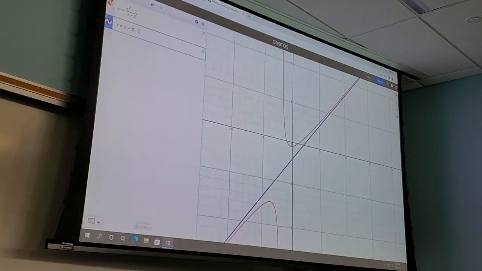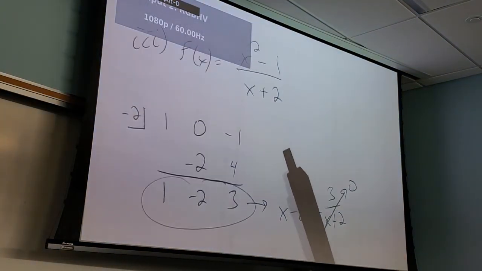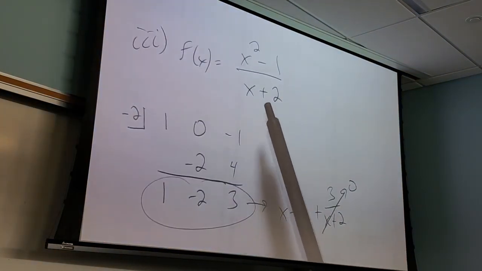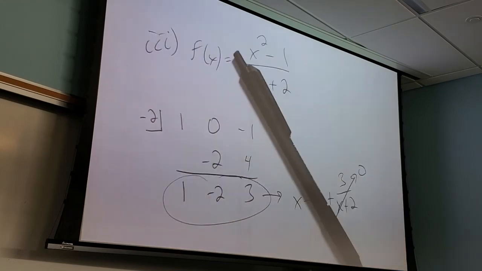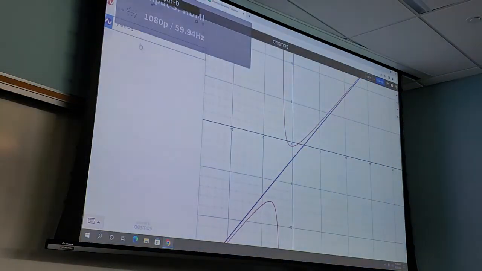Are you guys with me at all? A little bit? And remind me, what was the vertical asymptote again? x equals -2, right? So I could put that in here also.